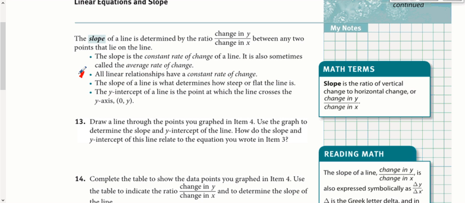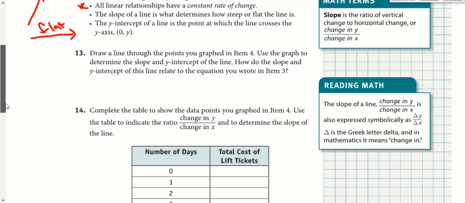Okay, here's something that we need to understand. All linear relationships have a constant rate of change. If you have a graph that's not a straight line, well, then that's not a constant rate of change. Next one, the slope of a line is what determines how steep or flat the line is. If you have a line that goes like this, that's a very steep slope. If you have a line that goes like this, that is a very flat slope. So steep slope, you're going to have a number probably bigger than 1. And for a flatter slope, that's going to be a number smaller than 1.